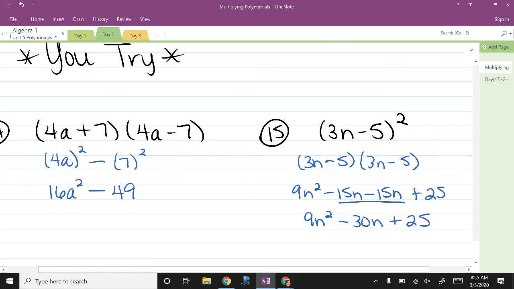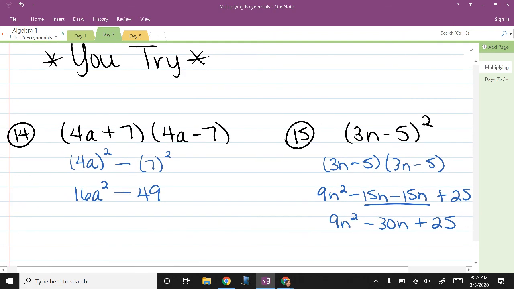Raise your hand if you got that one correct. Any questions about multiplying polynomials? We good? Okay. Don't do bad math.